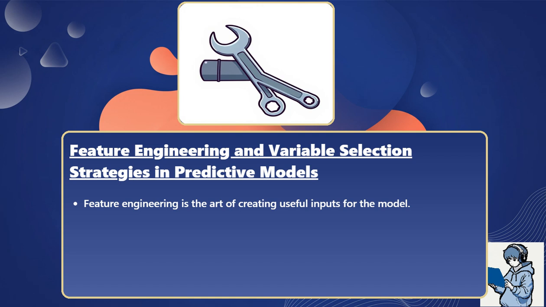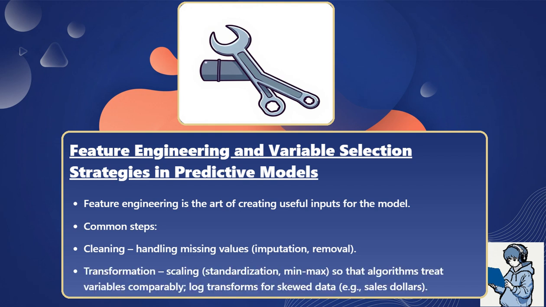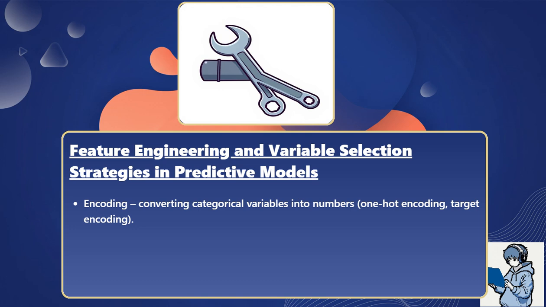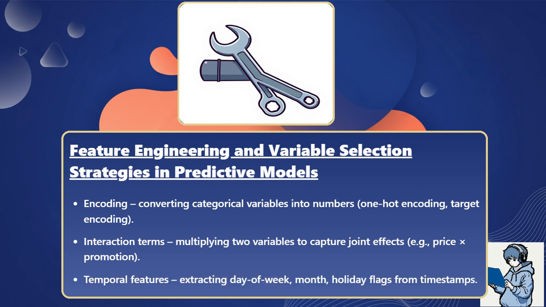Feature engineering is the art of creating useful inputs for the model. The common steps are cleaning: handling missing values, imputation, and removal. Transformation: scaling, standardization, and min-max so that algorithms treat variables comparably. Log transforms for skewed data, for example sales dollars. Encoding: converting categorical variables into numbers, one-hot encoding and target encoding. Interaction terms: multiplying two variables to capture joint effects, for example price times promotion. Temporal features: extracting day of week, month, holiday flags from timestamps.